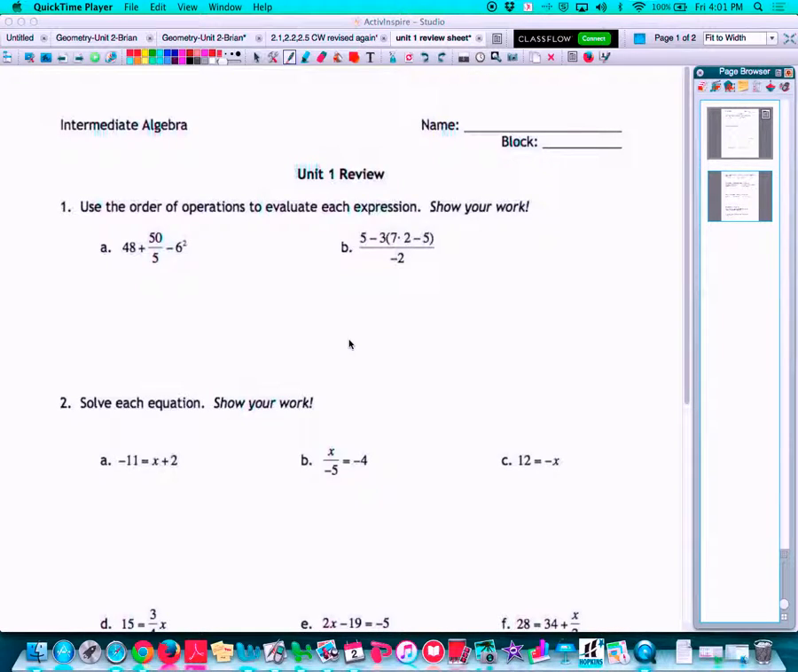So last class we went through some review for the end of our Unit 1, and before you take the test today, I'm going to have you do a little bit more review. So you should have this sheet in front of you, and I'd like you to just follow along.